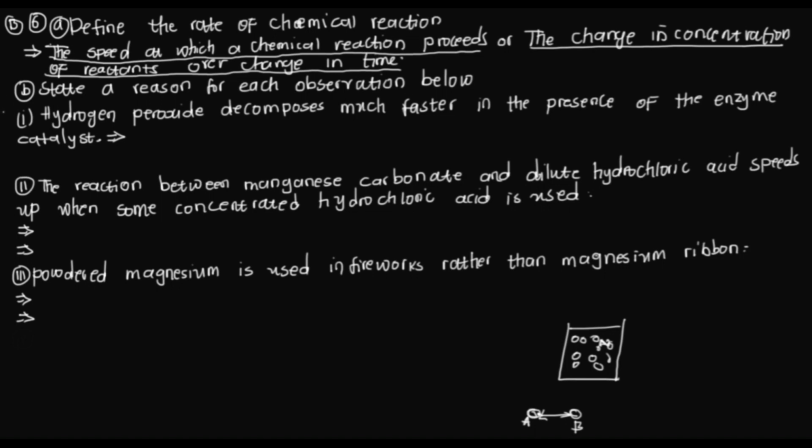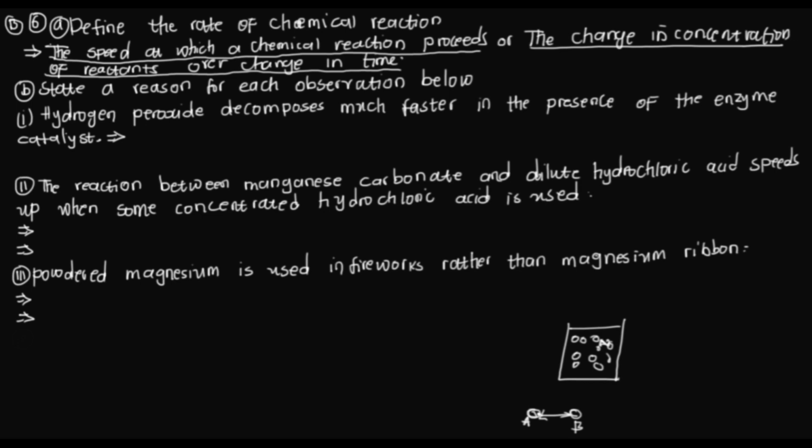Okay, let's move on to question B. State a reason for each observation below. Roman number 1, hydrogen peroxide decomposes much faster in the presence of the enzyme catalyst. So here we are looking at the factors that affect the speed of a chemical reaction. So why is it that when a reaction has a catalyst, it proceeds faster compared with a reaction that has no catalyst?